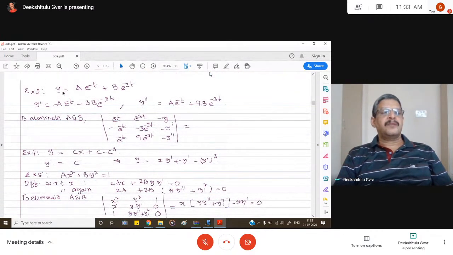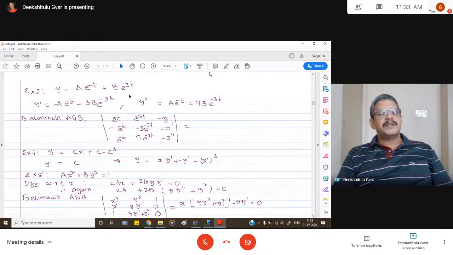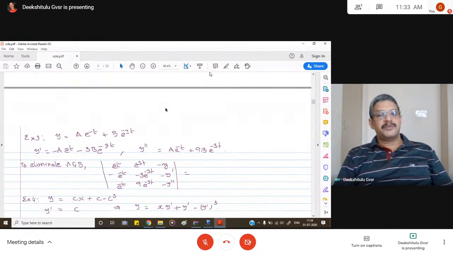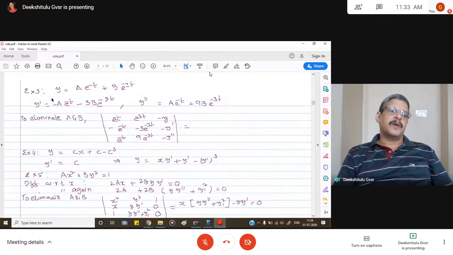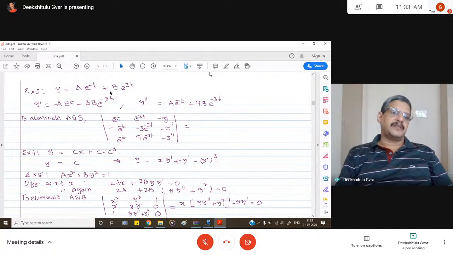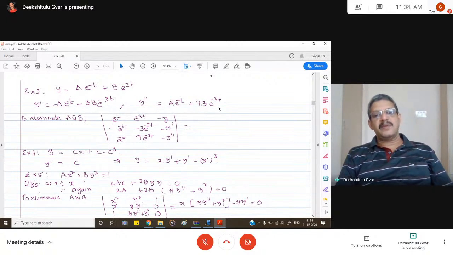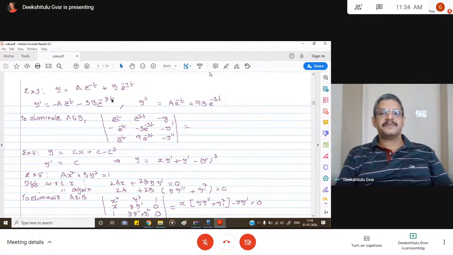Another example: y is equal to a e power minus t plus b e power minus 3t. Sometimes it's not that easy using our simple substitution as we did in the previous problems. Then for elimination we have to take the help of determinants also. So y is equal to a e power minus t plus b e power minus 3t. Because we have two constants, we have to differentiate twice. So y dash is minus a e power minus t minus 3b e power minus 3t. y double dash is a e power minus t plus 9b e power minus 3t. This is what we get.